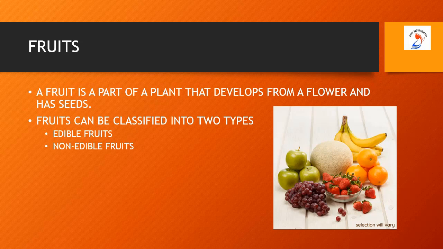What do you mean by the word edible? Edible means eatable. Some fruits, when you eat them, are not harmful to us. They are called edible fruits. We get a lot of vitamins and minerals and energy from them. What are non-edible fruits? These fruits are not eatable. We cannot eat them. They contain poisonous substances in them. So they are called non-edible fruits. We cannot eat these fruits.